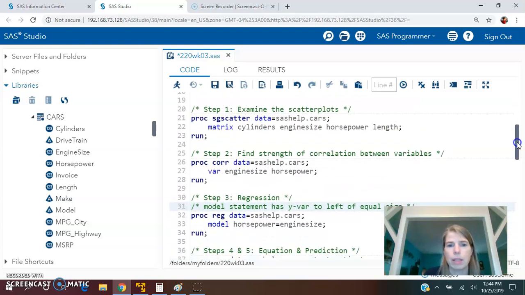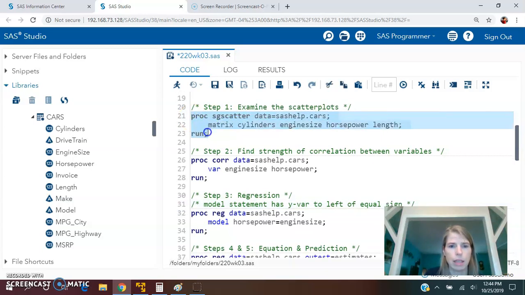The data set I'm using in this example is in your SAS help library, and it's called CARS, and it's similar to the vehicles data set that you're using for the first few weeks of the course. It's not the same, but it's similar. And there are multiple variables in this list. I'm choosing to look at these four in particular in a scatter plot matrix. Let's run this and see if any could be linearly related.